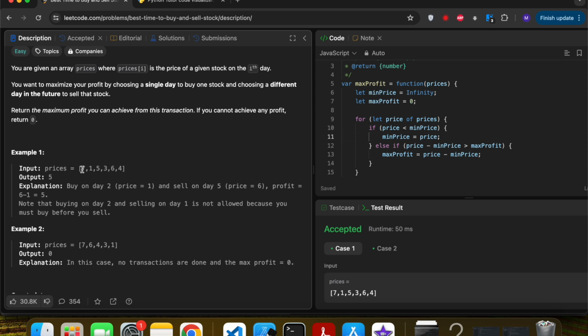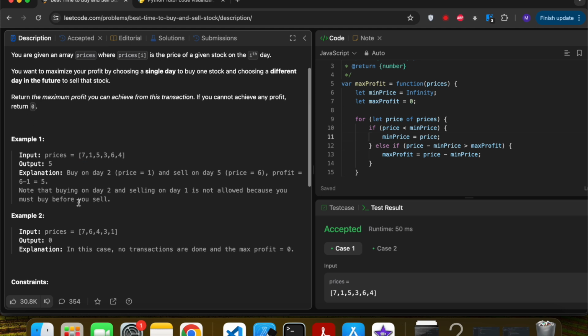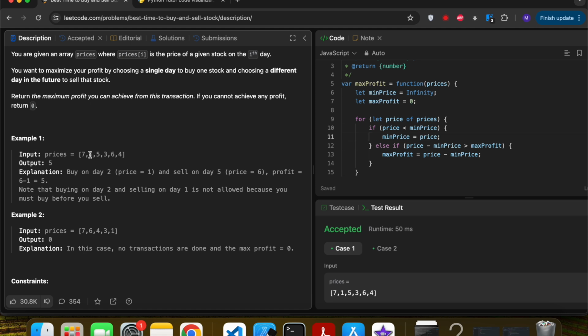Another thing is that you can't choose 7 and 1, because you can't buy on day 2 and sell on day 1. You can only buy on day 1 and sell on day 2. And if you sell on day 2, you will lose money because you bought it at 7 and sold it at 1. So you must buy before you sell.